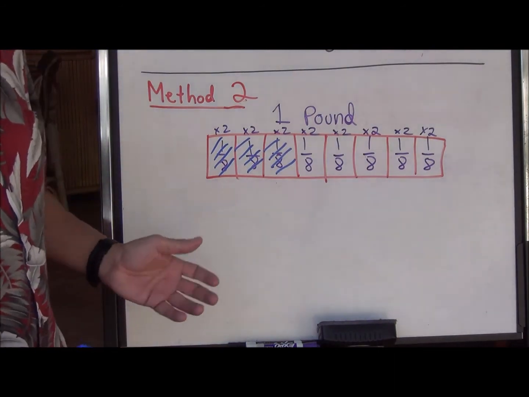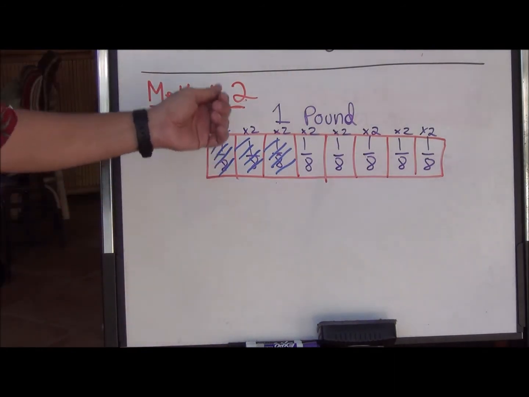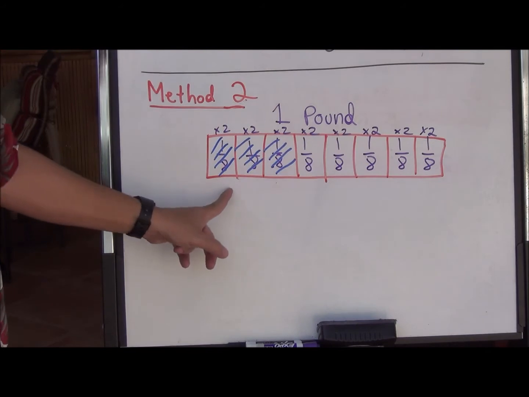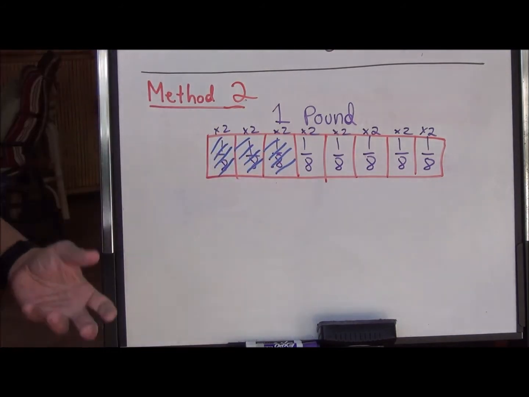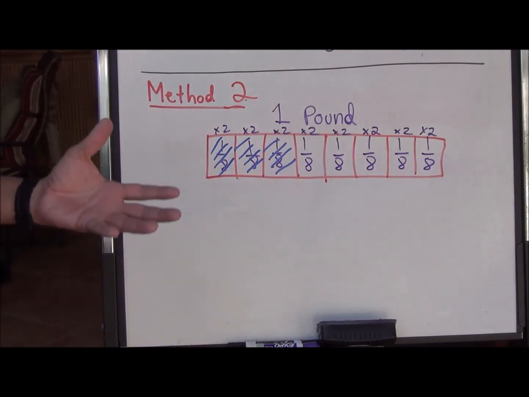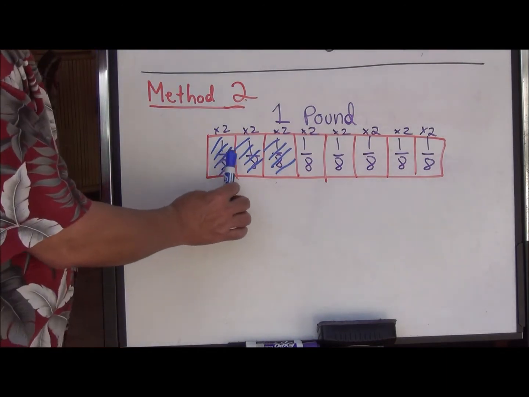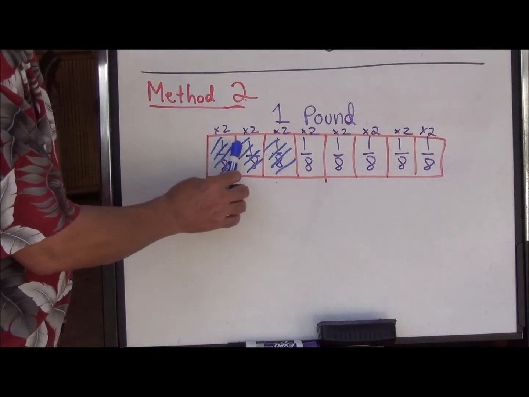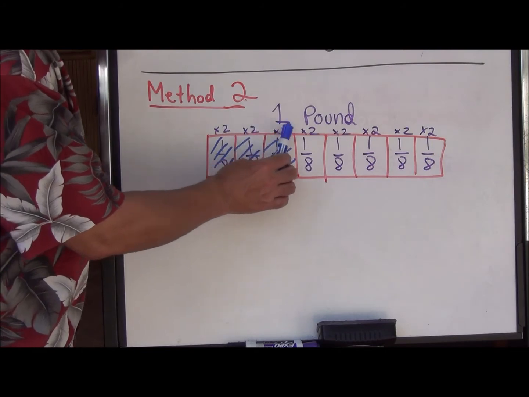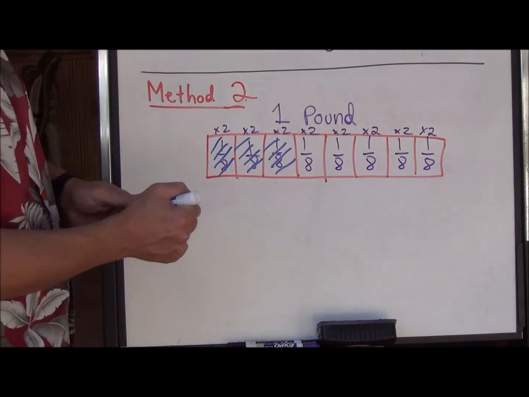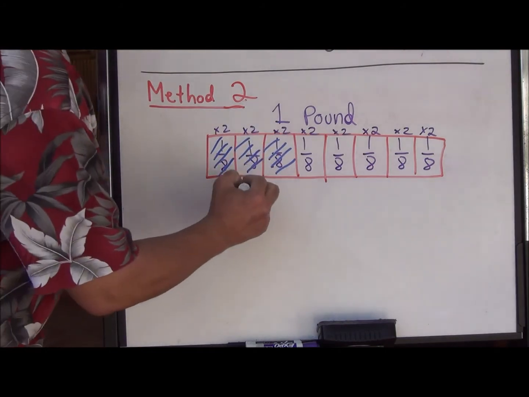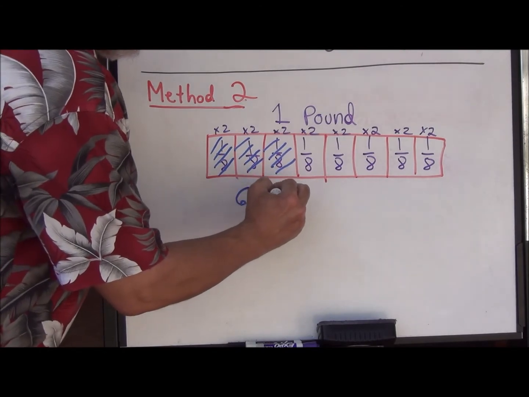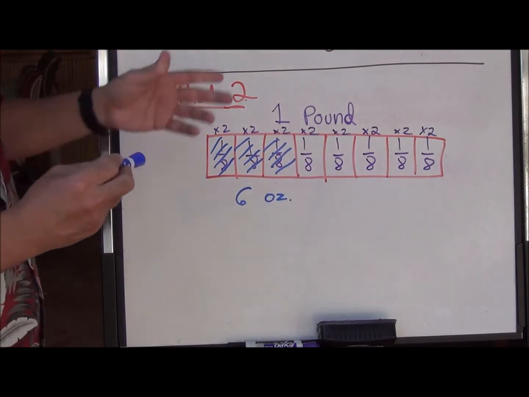This is method 2. It might be a little more confusing, but there are 3/8. So I drew a bar that has eight 1/8 pieces to make it 8/8. I crossed out 3 of them, and you multiply each one of those times 2. So 2, 4, 6. That comes out to 6 ounces. That's another way to solve it. So there's 2 ways to solve that problem.